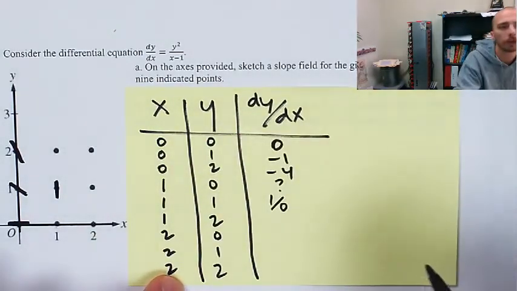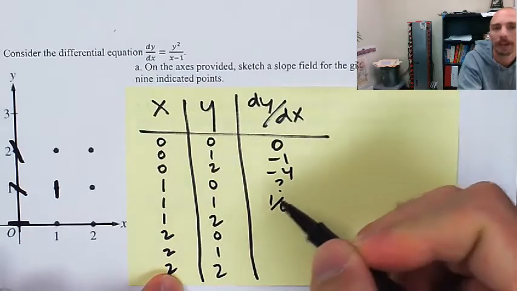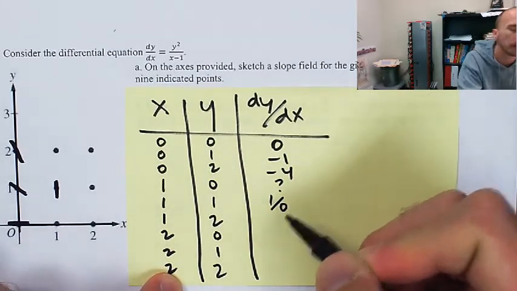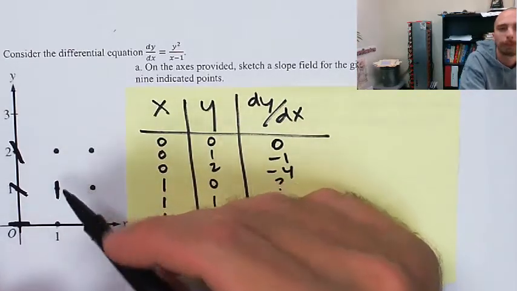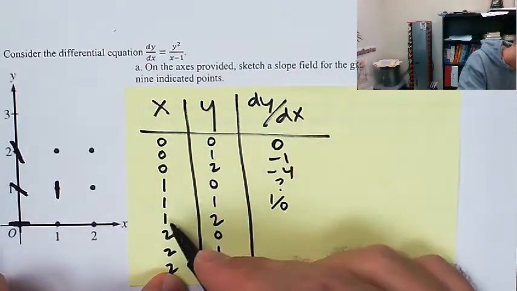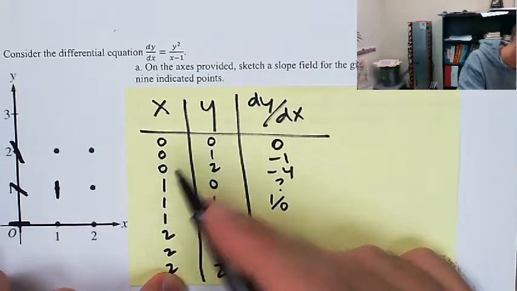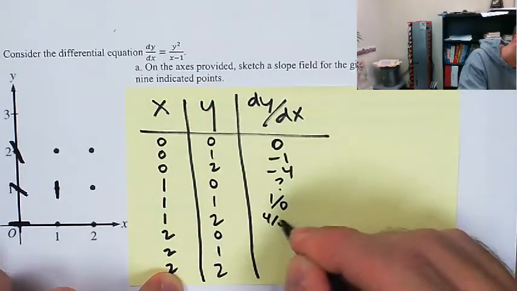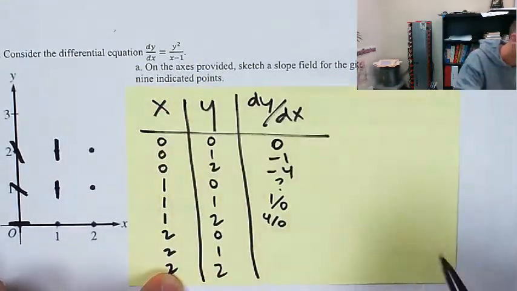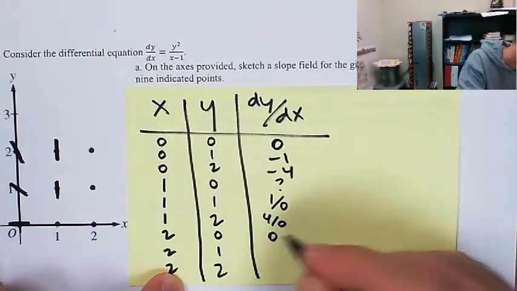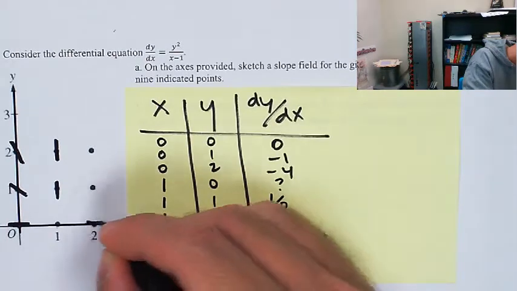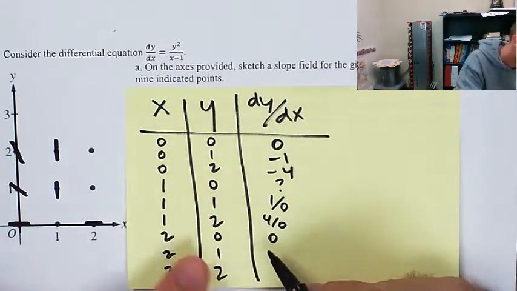But I wouldn't ask you to do that on the quiz or the test, because if you said, okay, dy dx doesn't exist here, so there is no tangent line, I would probably be all right with that. Where y is 2 and x is 1, you're going to have 4 divided by 0, and that's, again, going to be a vertical tangent. Okay, where x is 2 and y is 0, I'm going to have a slope of 0. Okay, make sure that's flat.